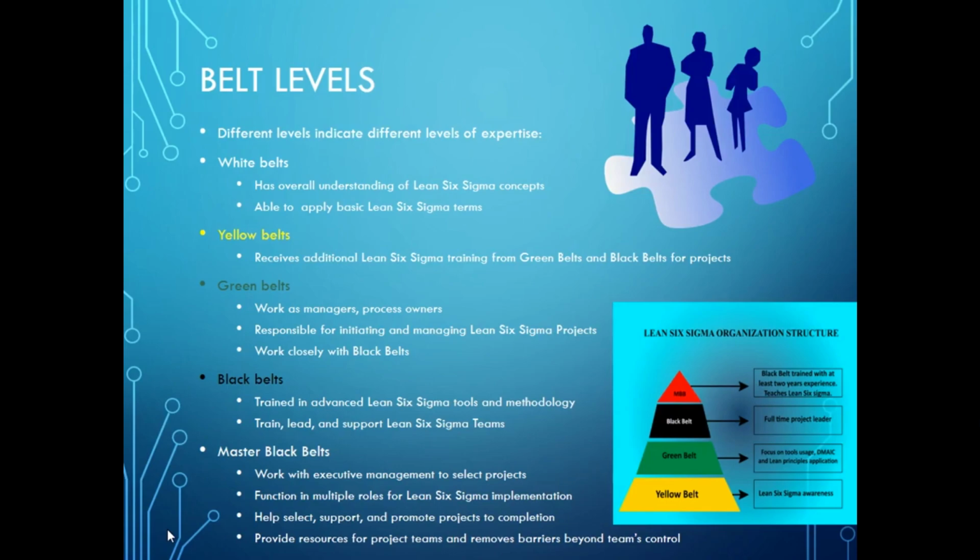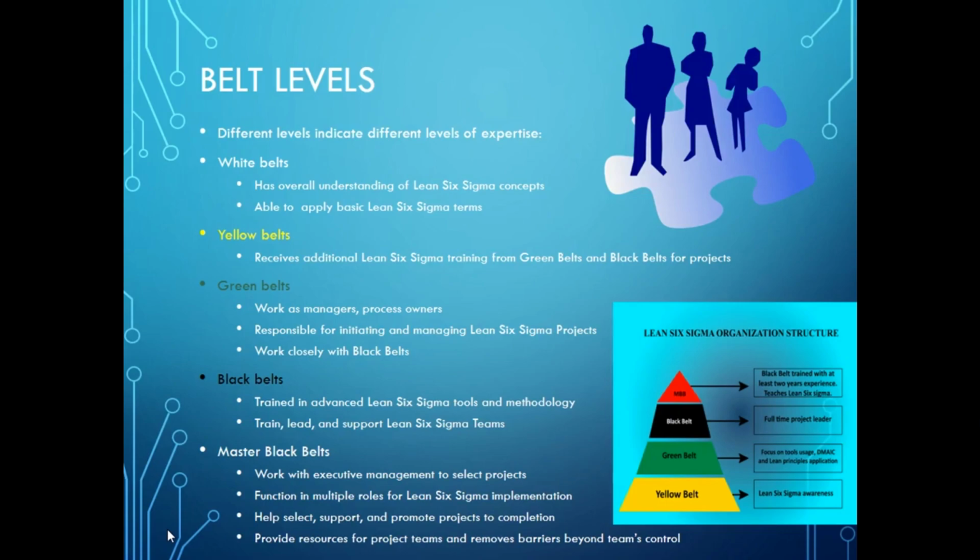And finally, master black belts work with executive management to select projects that will be used in the Six Sigma concepts. They usually hold a full-time position. They aim to remove any barriers or identify gaps to ensure success of your Six Sigma project.